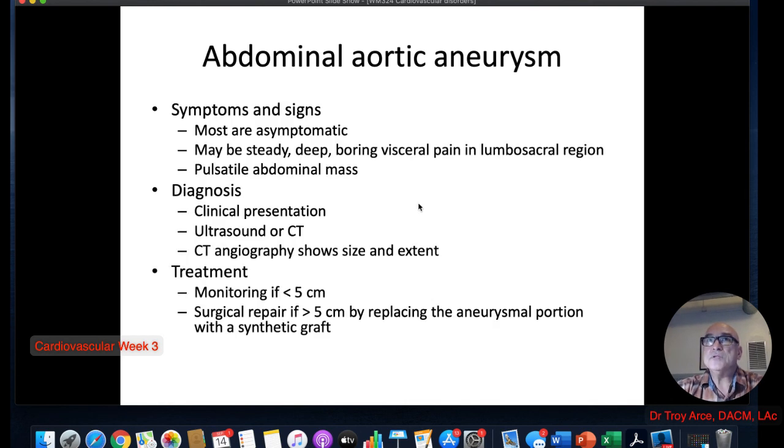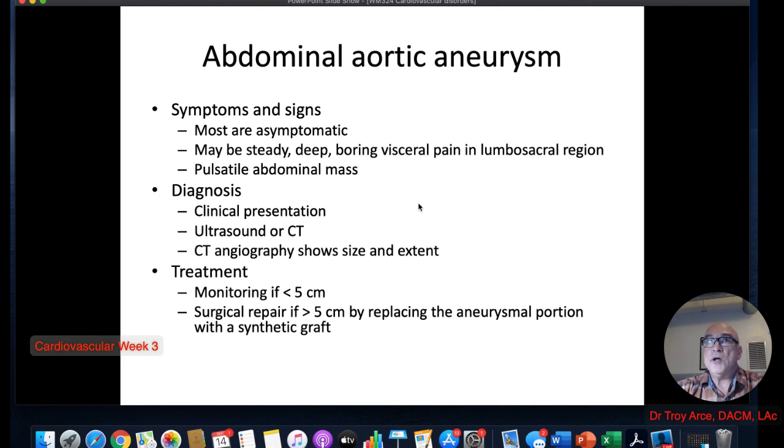Signs and symptoms. It says here most are asymptomatic, but there may be steady, deep, boring, visceral pain in the lumbosacral region. So someone could be complaining of this visceral pain down below, and a pulsatile abdominal mass can definitely be felt. Diagnosis through clinical presentation. Ultrasound or CT and CT angiography shows size and extent of the aortic aneurysm.